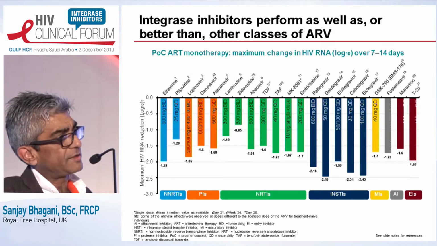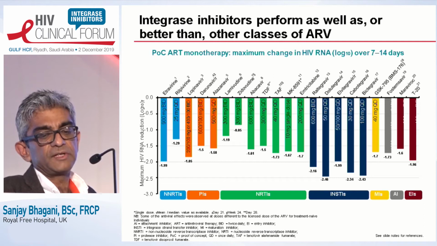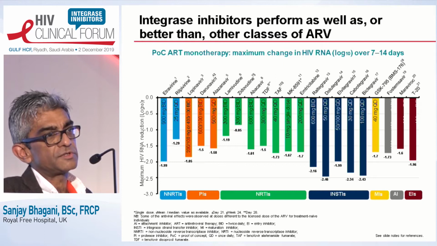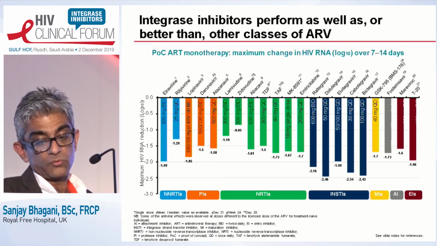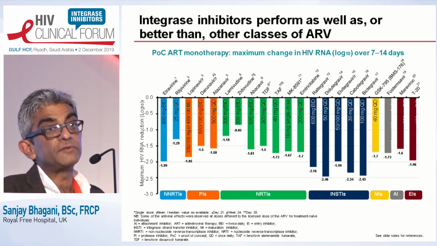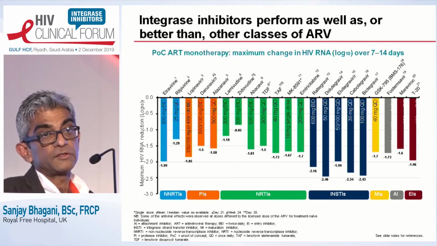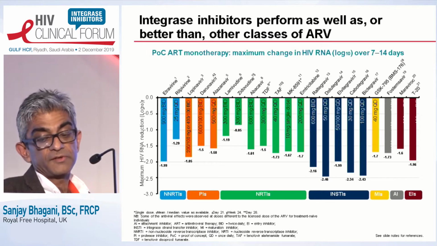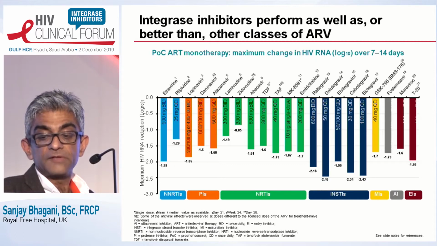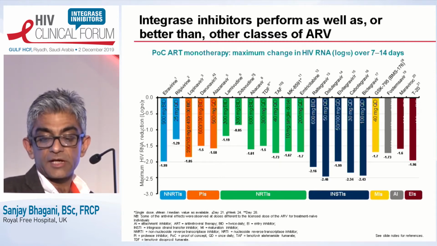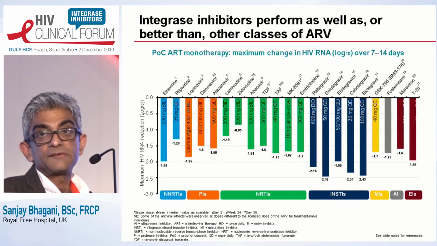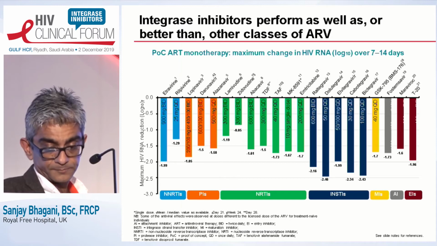So let's look at their activity to start with. This is the integrase inhibitors in monotherapy over 7 to 10 days. As you can see, compared to all the other classes, not only are they equally as efficacious, but perhaps even slightly more efficacious in terms of viral load reduction over a 7-day period. You can see in the blue down there that of that group, dolutegravir, bictegravir, and cabotegravir are probably the three most powerful INSTIs that we have available to us.